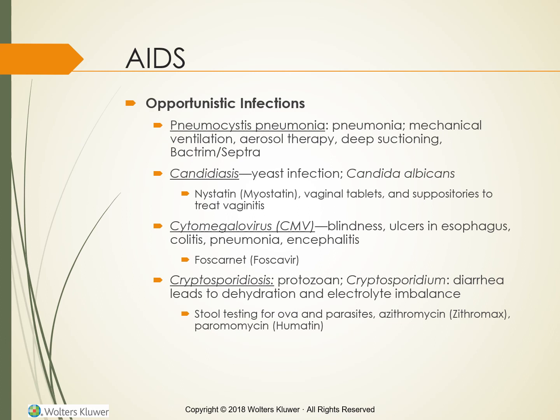Definitive diagnosis is made by examining the stool for ova and parasites and other cytologic examinations. Antibiotic therapy is then implemented. The macrolide family of antibiotics such as Zithromax, Biaxin, or an approved antiprotozoal agent, Humatin, is used.